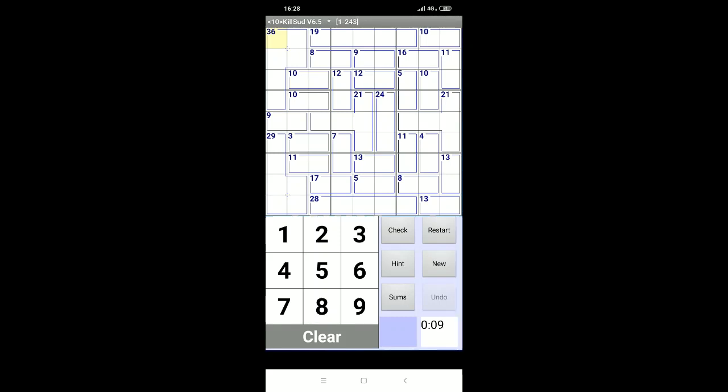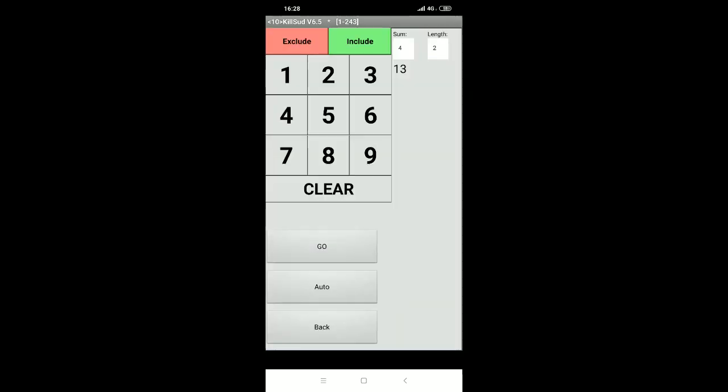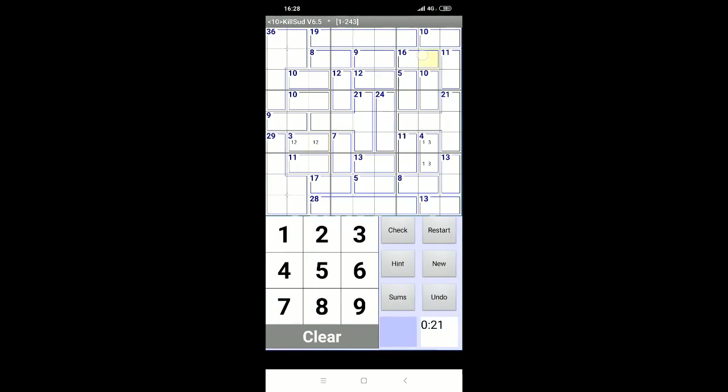So this time we're doing a one-star killer Sudoku number 243. As usual, we start with combinations that have only one option, like 4, 3, 16, 24, and now we notice that here there's a 1 and a 2, and here there's a 1 or a 3. It can't be the 1, therefore this has to be a 3.